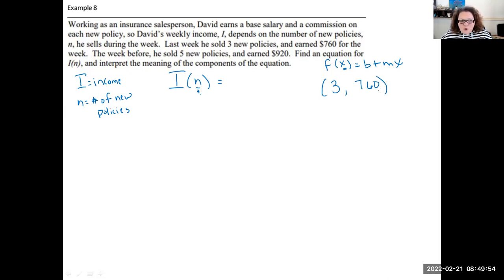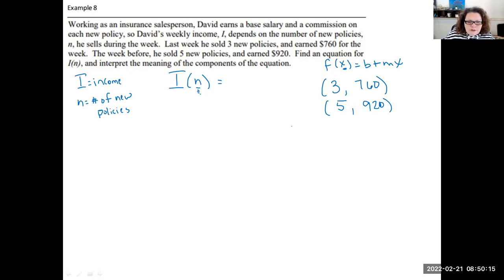The week before, he sold 5 policies. Well, that's our input. And he ends up making $920 for that week. Let's find his rate of change. Let's find out what his M, his slope, is. We're going to do that first.